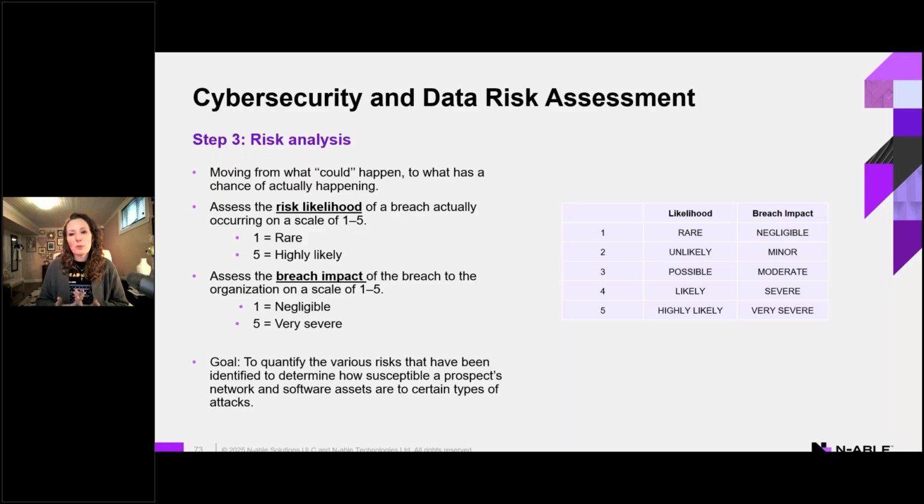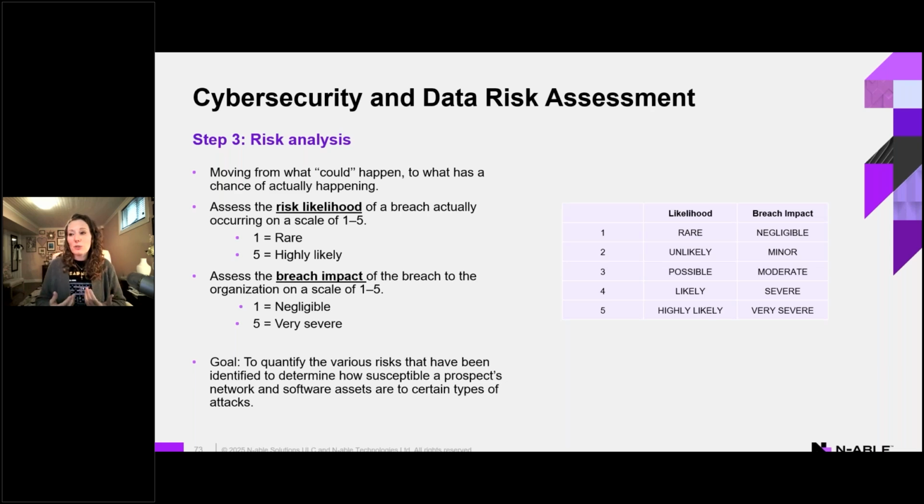When we think about the breach impact and we're trying to define it, really we're referring to the magnitude of harm to the organization resulting from the consequences of whatever threat exploiting whatever vulnerability we've uncovered. Again, we would use a rating of 1, where there would be minimal or negligible breach impact if a breach occurred, to 5 being very severe, basically saying that a breach could be a potential extinction event for that organization.